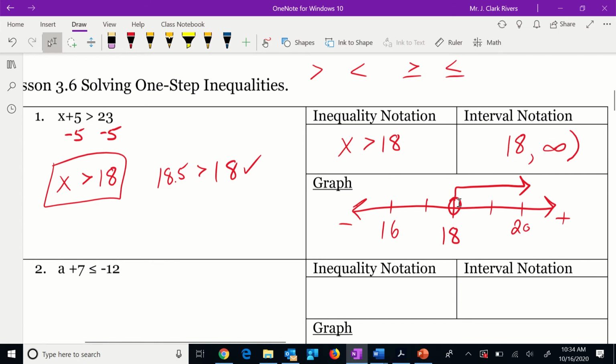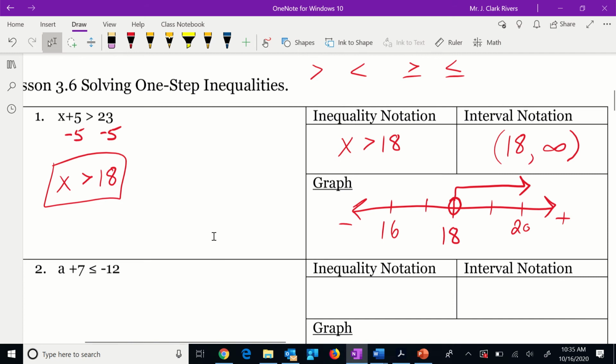Is 18 included in our solution set? In other words, is 18 greater than 18? No, that's not true. 18 is not greater than 18. So we're going to put a parenthesis around that. This looks like an ordered pair. I get that. It looks like you're finding a point on the graph in the coordinate plane. That's not what we're doing. I know it looks similar, but there are going to be some other problems where it looks a little different. So that is inequality notation, interval notation, and the graph.